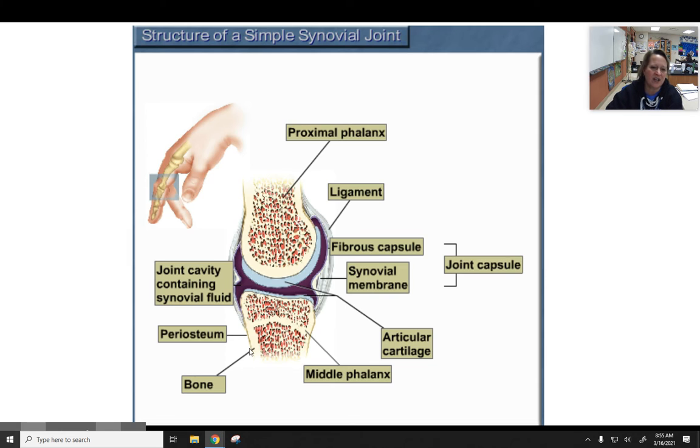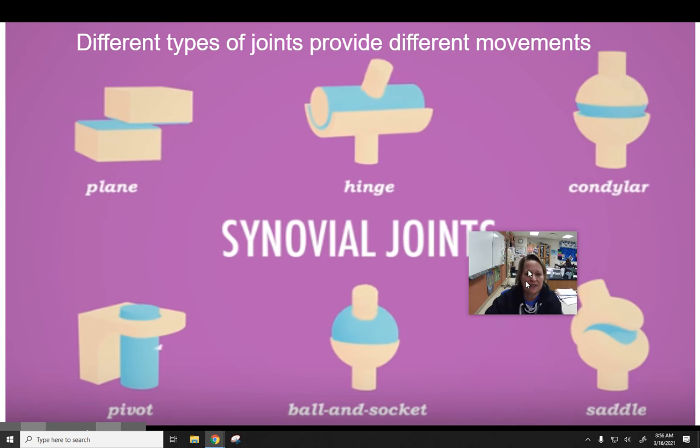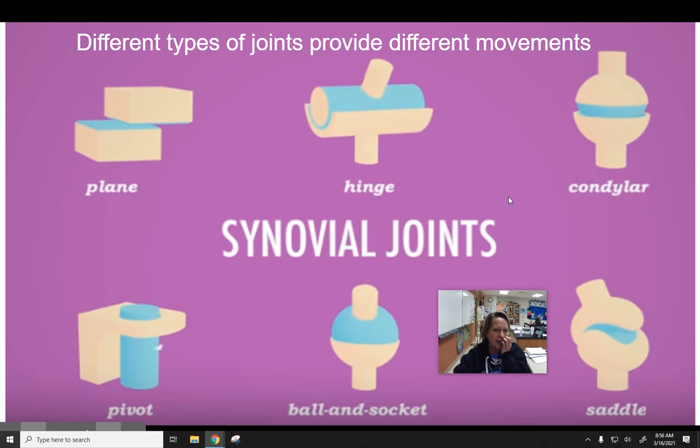Here's another example of it, where we're looking at a synovial joint in your finger. So the ligament is going to go from bone to bone. It's going to form the joint capsule. We get the fibers around the outside of the joint capsule. We have the synovial membrane that's slippery within. The inside of it is filled with synovial fluid, and that lubricates the joints.